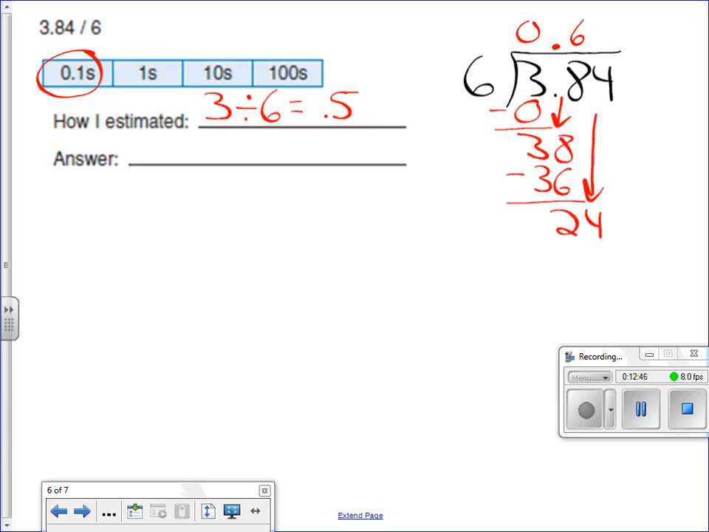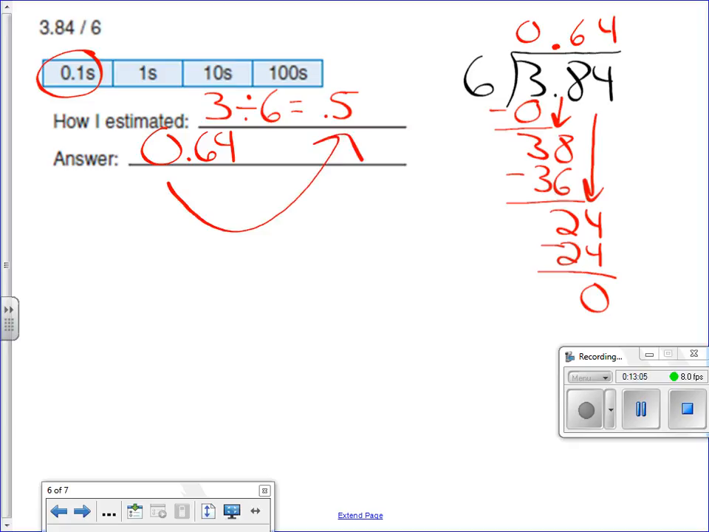How many times can 6 go into the number 24? 6 times 3 is 18. 6 times 4 is 24. So my answer is actually 64 hundredths, which is very close to 5/10.